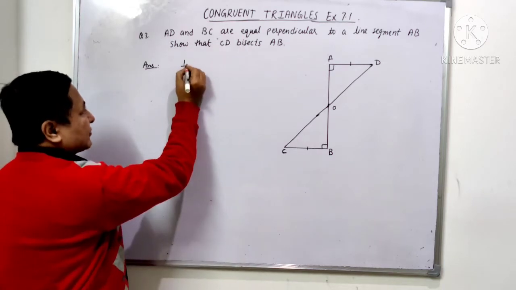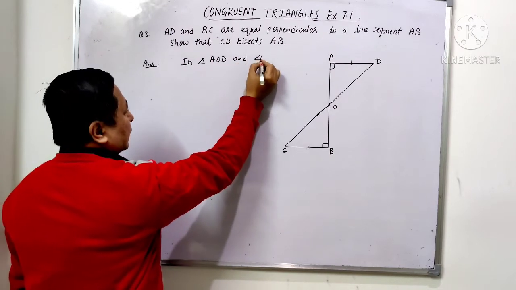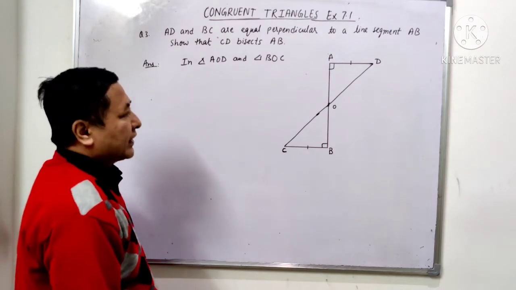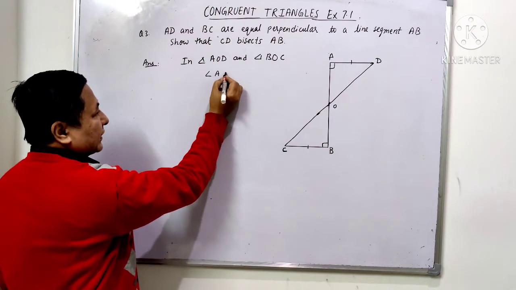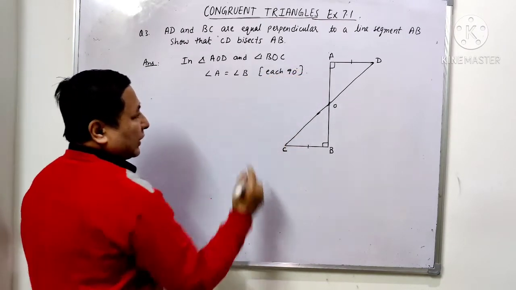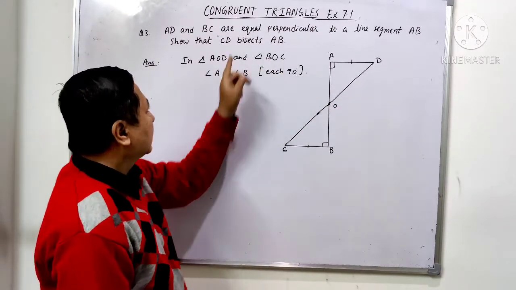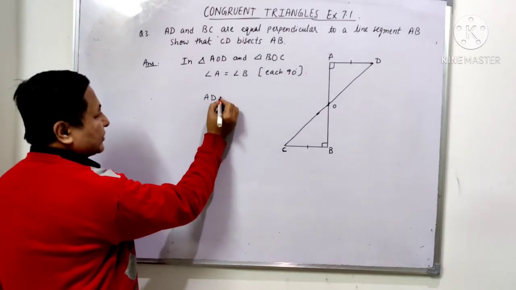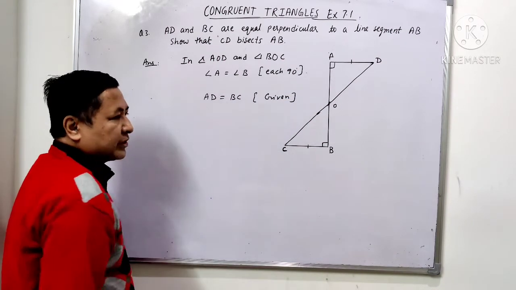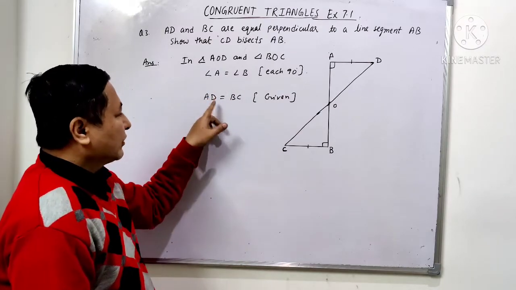So for this, we'll take two triangles, triangle AOD and triangle BOC, and let us prove these two triangles congruent. For that, it is given in the question that angle A is equal to angle B, that is each 90 degrees, and AD and BC are also given equal. So AD is equal to BC, this is given. And one more thing is required. Now to prove congruent triangles we need three things.